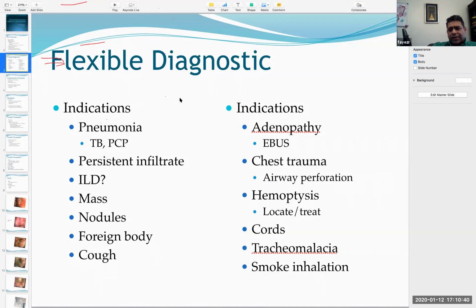Another reason is tracheomalacia or tracheobronchomalacia, where people have very floppy airways. You do a bronch and you can see that the airways are collapsing whenever they cough or take a breath. This is usually a benign condition, but sometimes it needs a stent.